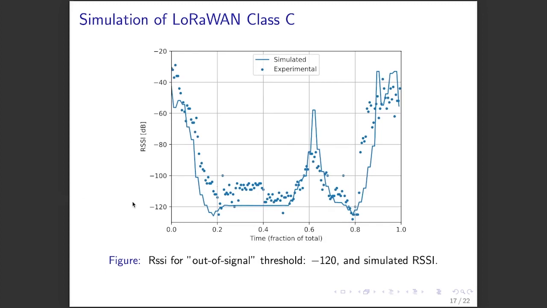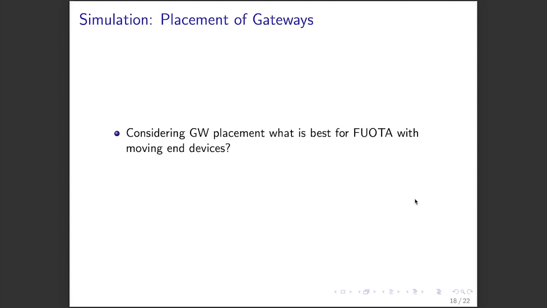As you can see here on this graph, on the y-axis, we have the received signal strength indicator in dB, and we can see that we are able to match it with the experimental data. And with this fitted or tuned path loss model, we are able to do some more experiments with the different placements of gateways now that we are able to simulate based on this. So what if we consider the gateway placements that are best for our firmware update scenario while we are considering moving end devices?